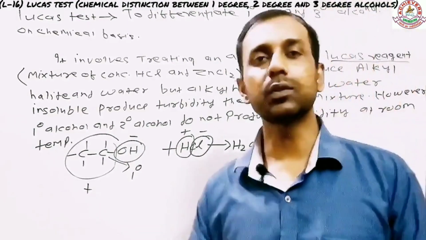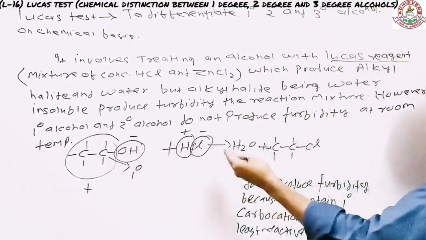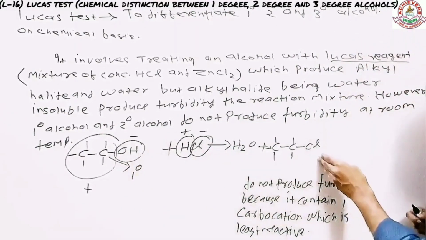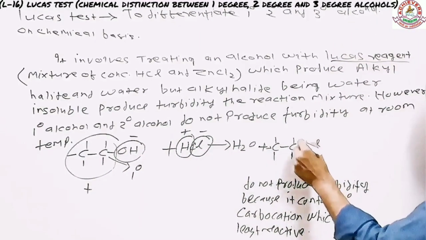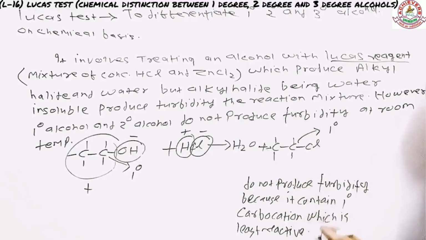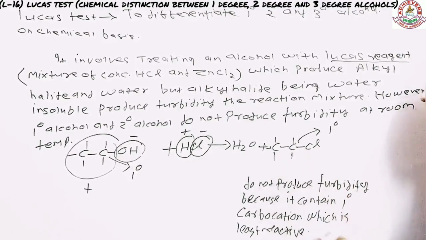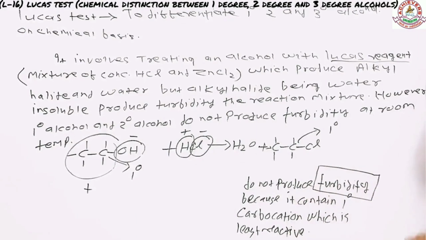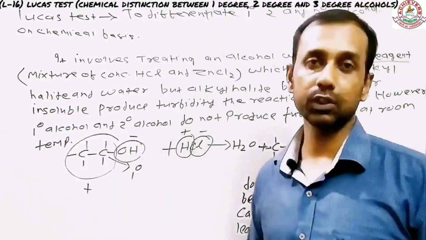In the Lucas test, when you add a primary alcohol to Lucas reagent, the Lucas reagent contains HCl. The HCl reacts with the alcohol and it produces water and alkyl halide. But because here the alcohol is 1 degree, the alkyl halide will also be 1 degree. And being a 1 degree alkyl halide, it does not react and does not produce turbidity immediately in the reaction mixture. But if this was a tertiary alcohol, this would immediately produce turbidity.